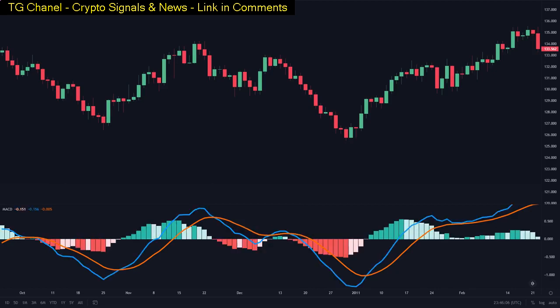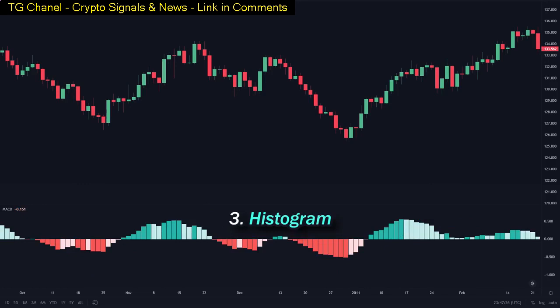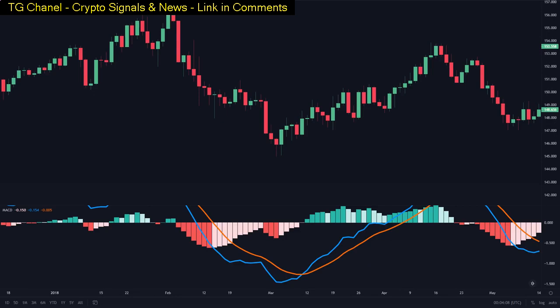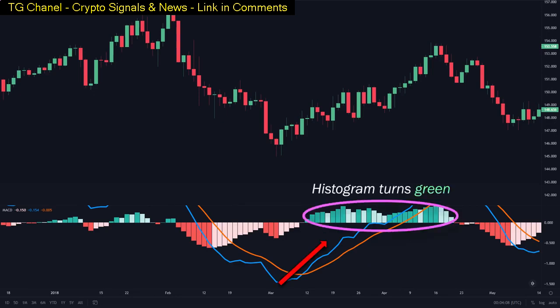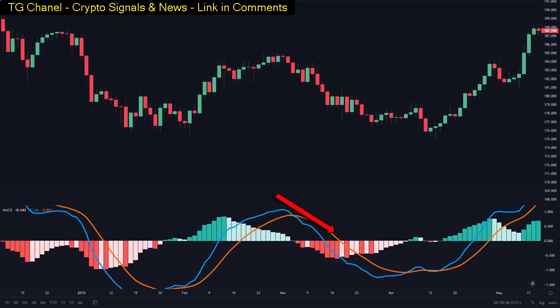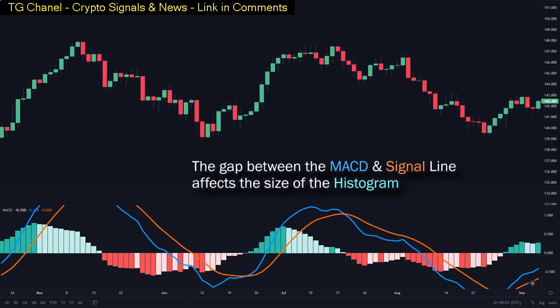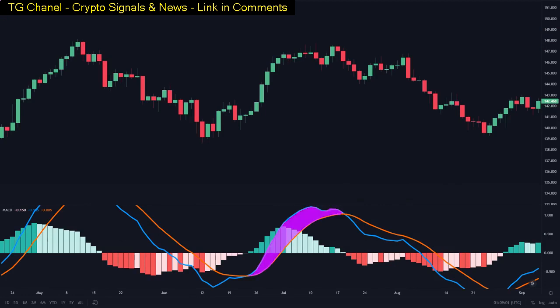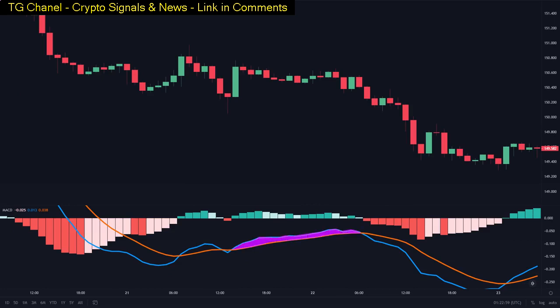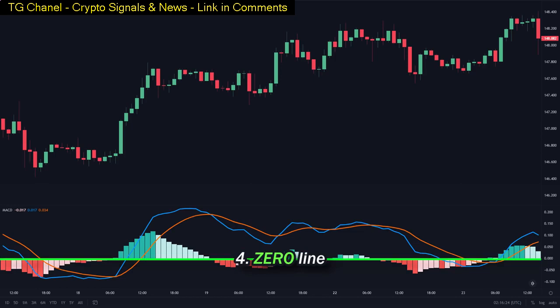appearance. Next, we have the histogram, which represents the difference between the MACD line and the signal line. For example, if the line crosses above the signal line, the histogram will turn green, and if it crosses below, the histogram will turn red. The gap between the MACD line and the signal line also affects the size of the histogram. As you can see, if the two lines are further apart, the histogram gets bigger, and if the two lines get closer, the histogram becomes smaller. And finally, we have the zero line, which simply represents the center of the MACD indicator.